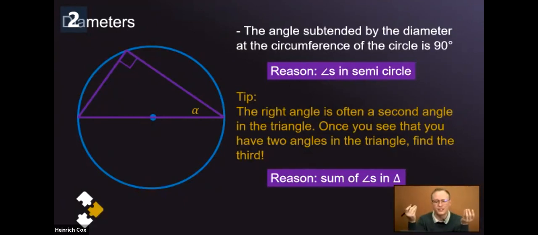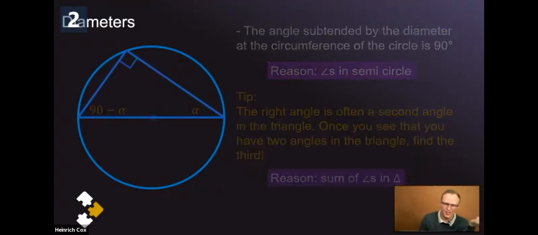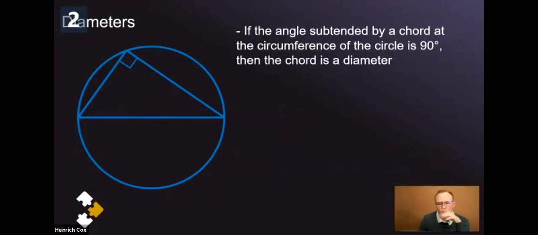So whenever you do find that 90-degree angle, remember your toolbox of things. And one of those things is the sum of angles in a triangle. And then you can say that the third angle is going to be 180 minus 90 minus alpha, which will give you 90 minus alpha. Okay, so then the converse is also true, right?